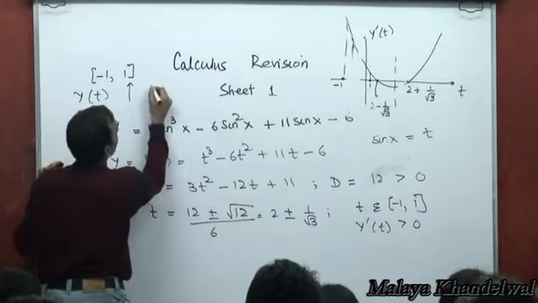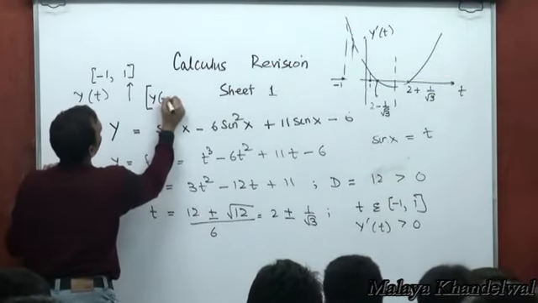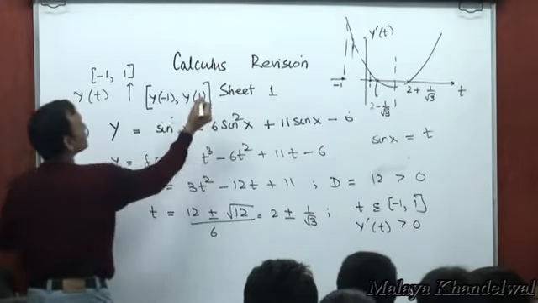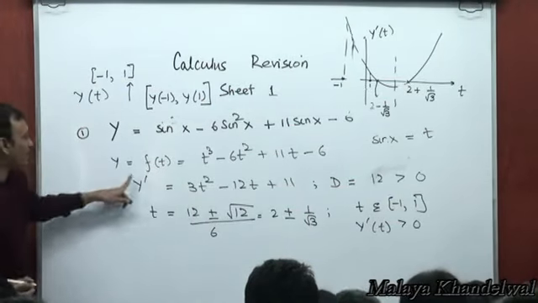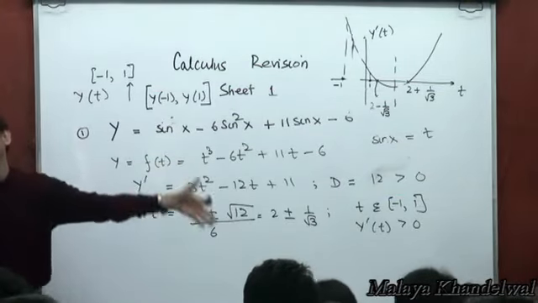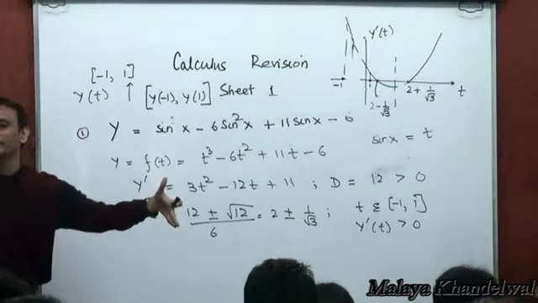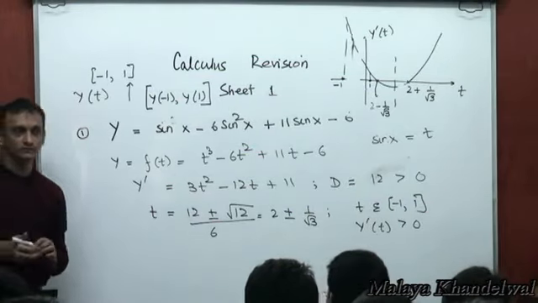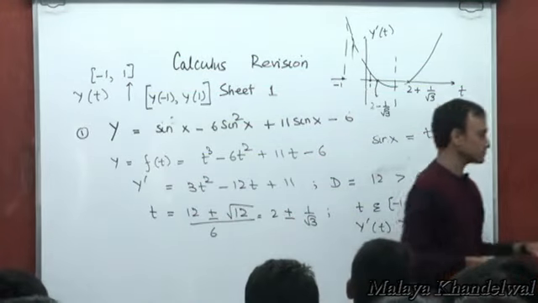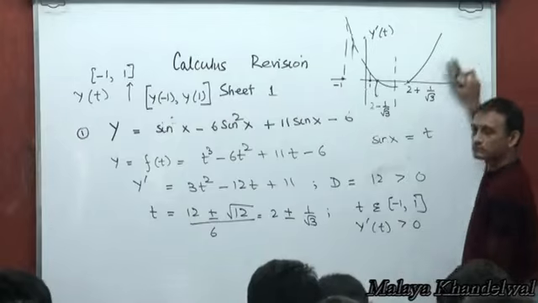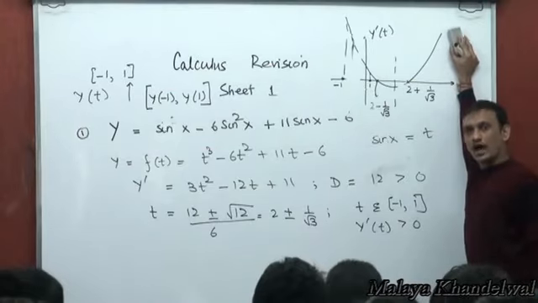And therefore, the range of the function is from y at t equal to minus 1 to y at t equal to plus 1. This would be the range. Y at t equal to minus 1 and y at t equal to plus 1. That's going to be the range because it's monotonic in that interval. Clear? Whatever you get out of this. Shall we proceed then?